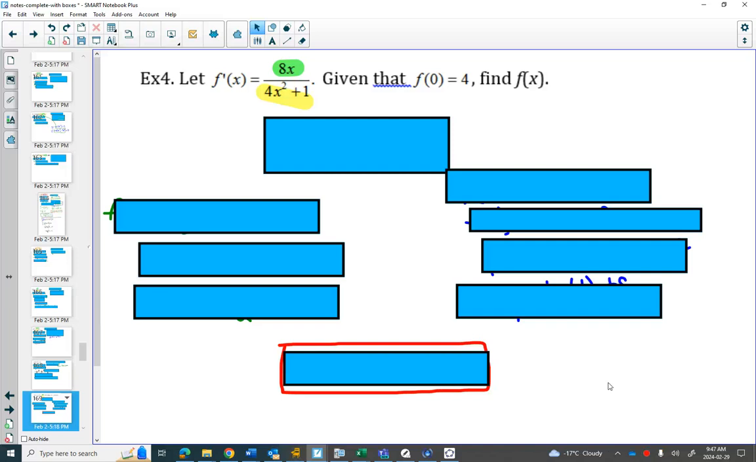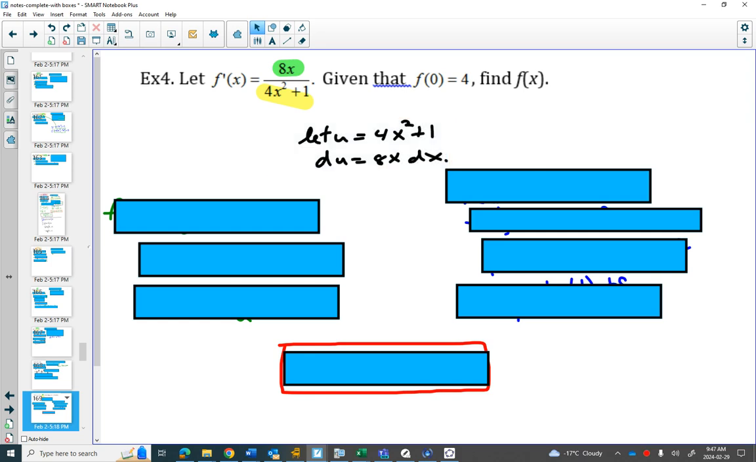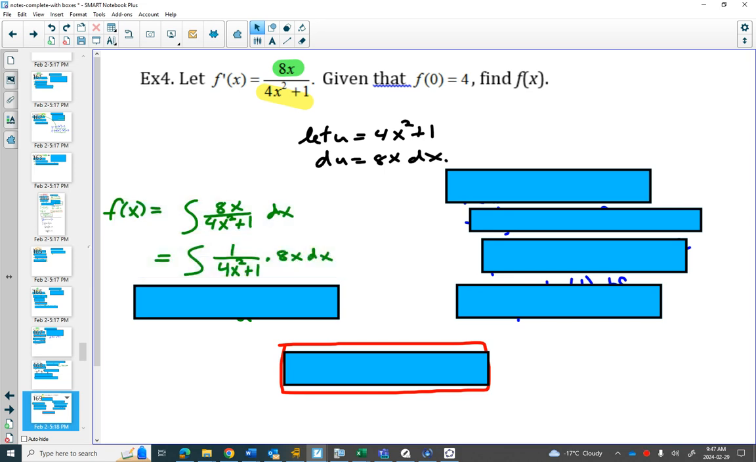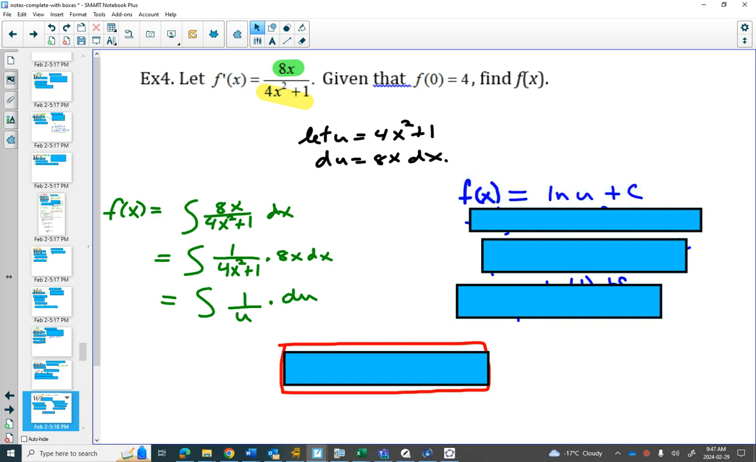So some of you have probably done this question already. This is integration by substitution because we've got the 4x squared plus 1 on the bottom. The derivative of 4x squared is 8x. Things match up nicely for our substitution. And we have the integral of 1 over u du, which we recognize as the natural log of u plus c.